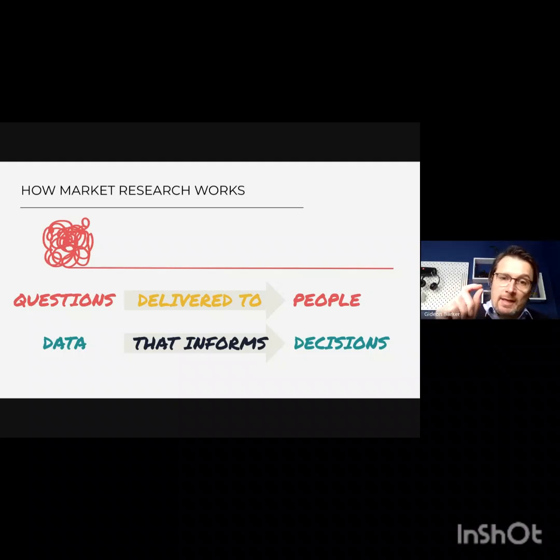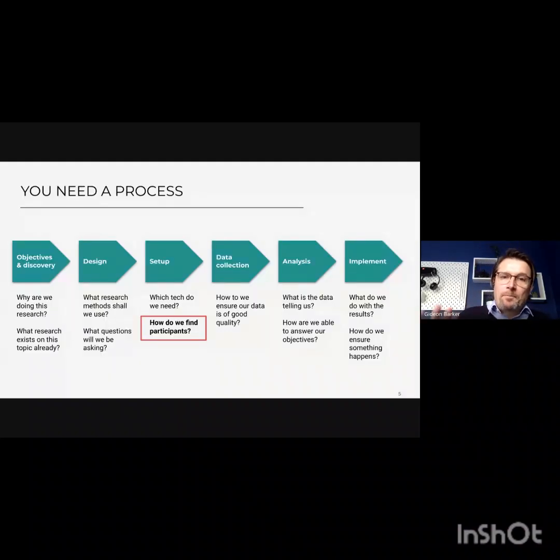Now, clearly, you can see how important people are in that process, because if you don't have people, you can't ask questions, you can't collect data, and you can't make decisions on that data. So finding people is a crucial part of the research process, but it's only a part. It's a very important part, but it's a part in a bigger process.